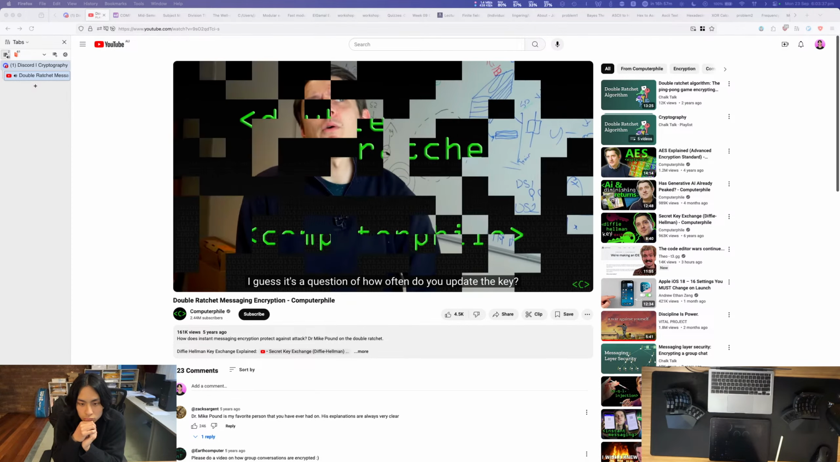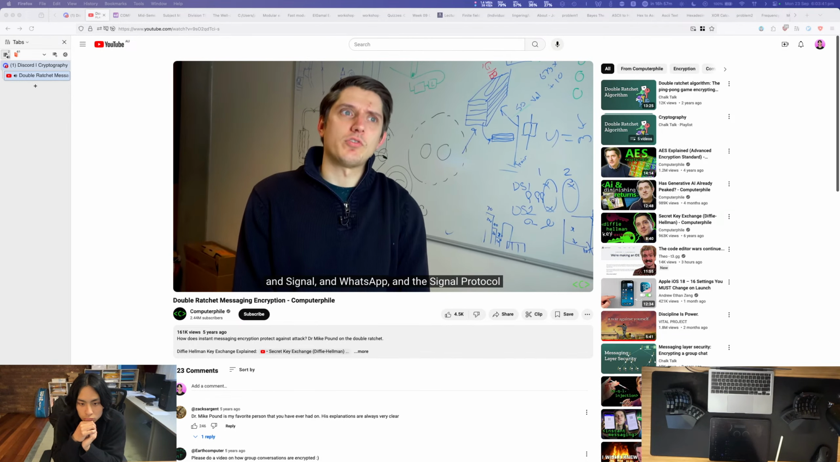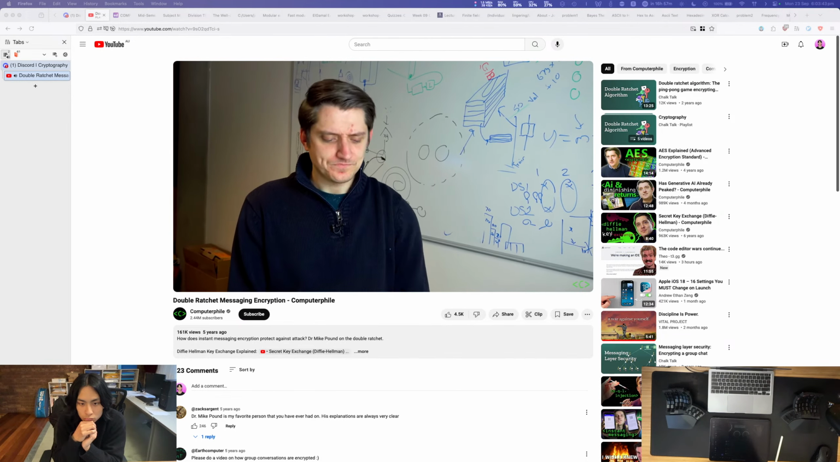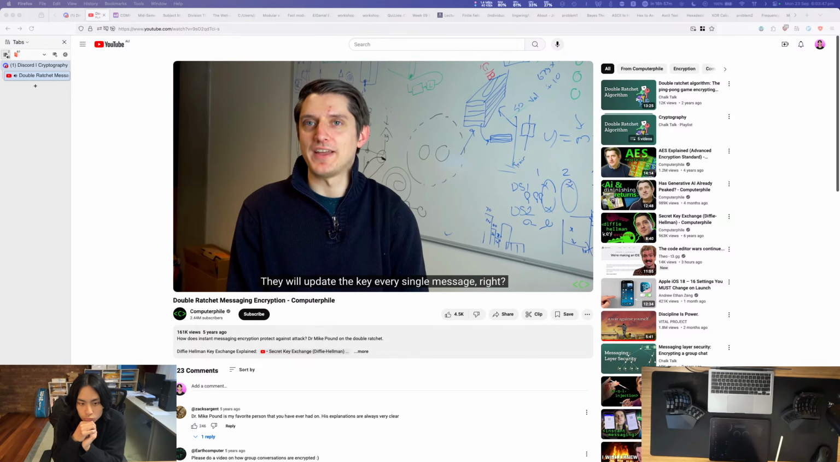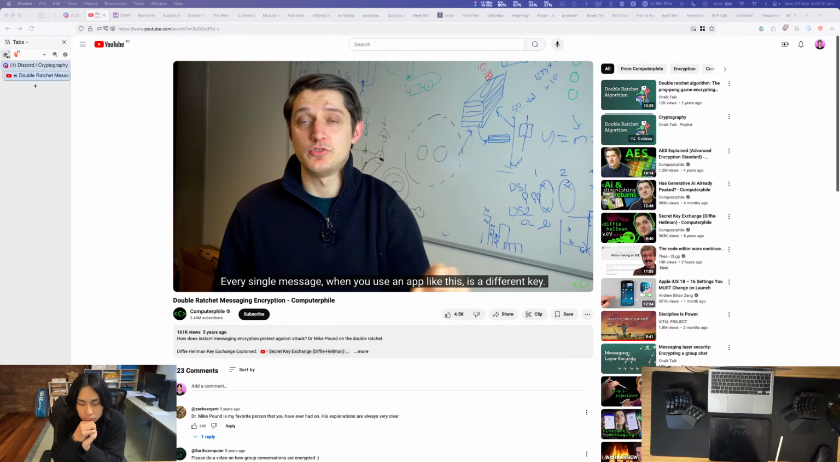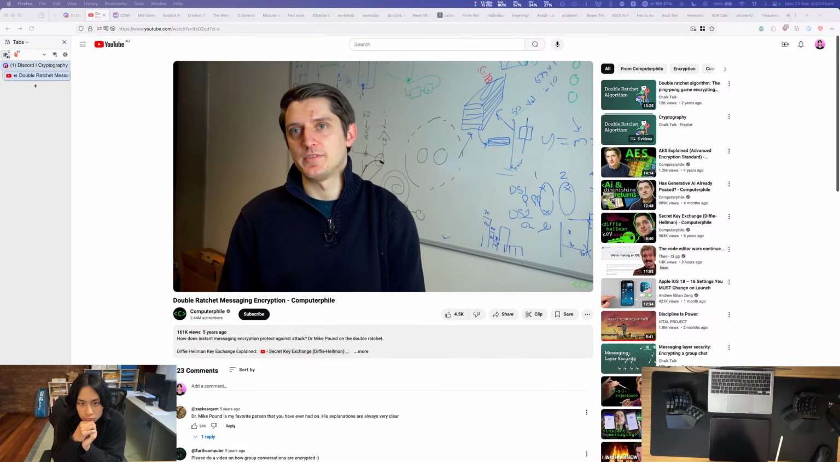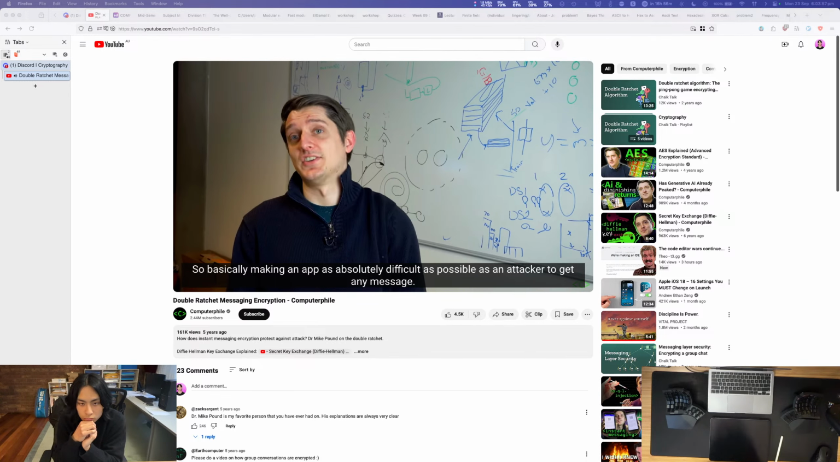I guess there's a question of how often you update the key, and Signal and WhatsApp, the Signal protocol, are pretty rigid about this. They'll update the key every single message, right? Every single message, when you use an app like this, is a different key. So basically, make it as absolutely difficult as possible for an attacker to get any message.